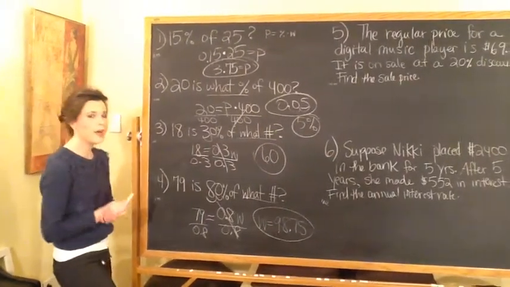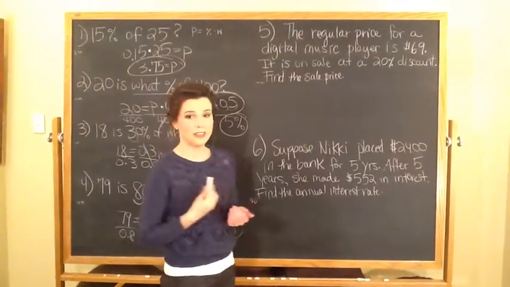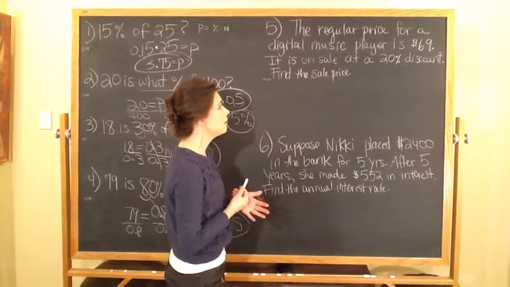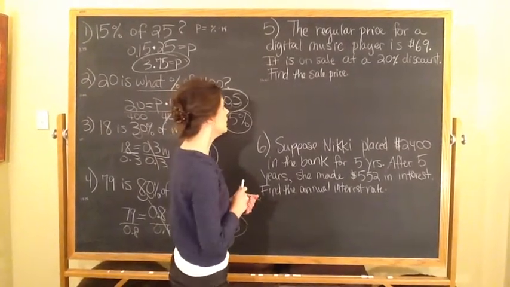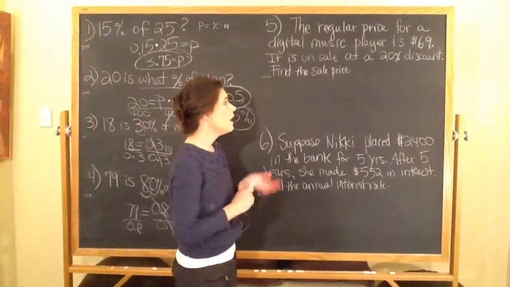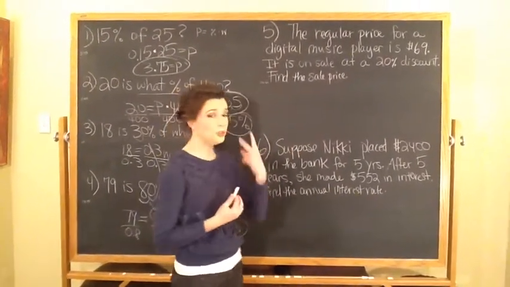Alright, let's go ahead and try one of those problems where we have to find the discounted price. So we have the regular price for a digital music player is $69. It is on sale at a 20% discount. Find the sale price. Now I'm going to find the sale price two different ways.